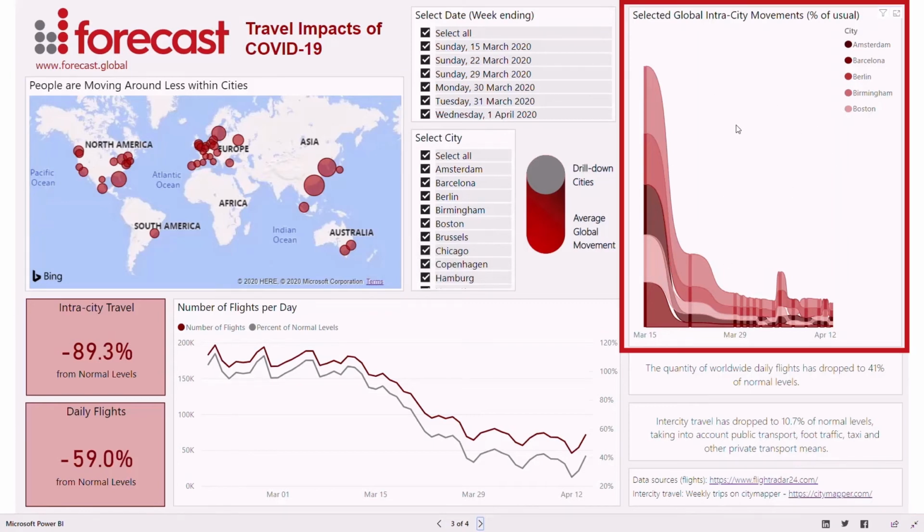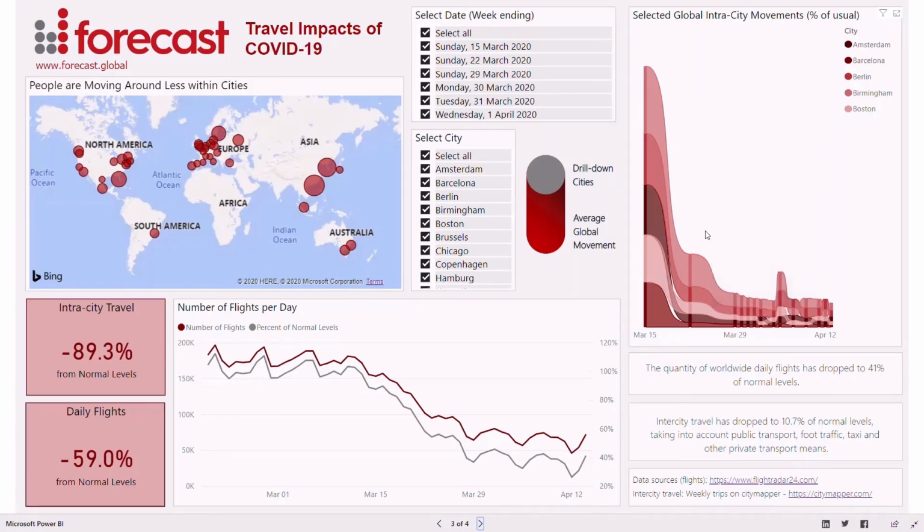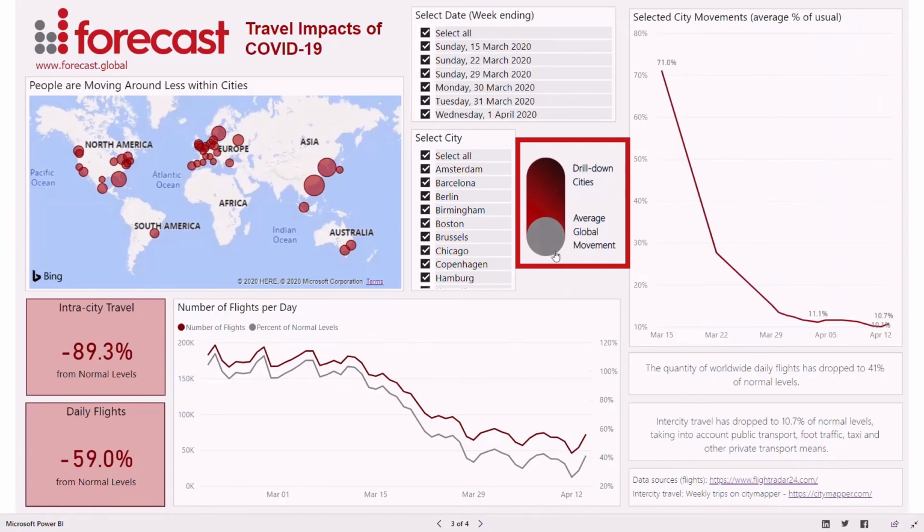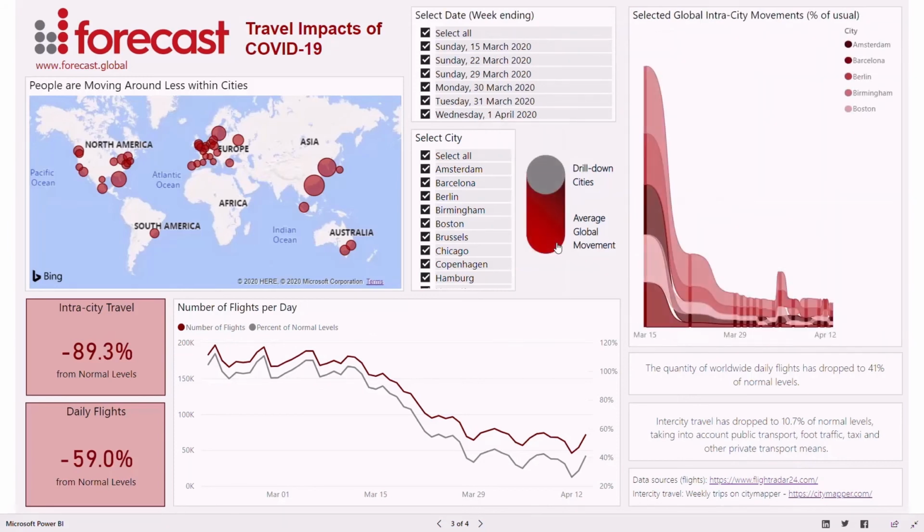The chart on the right features travel levels for selected cities since the 15th of March. For instance, Birmingham started at 91% of normal travel levels and has since dropped to 10% in recent weeks. You can vary the dates and zoom in on cities using the slicers in the middle. Switch between 5 selected cities and the global average using the toggle.